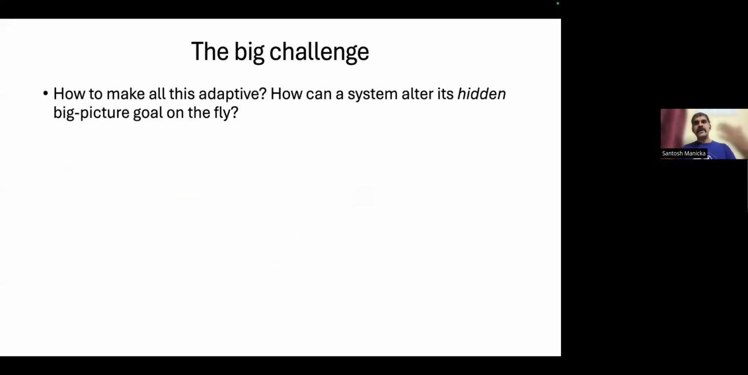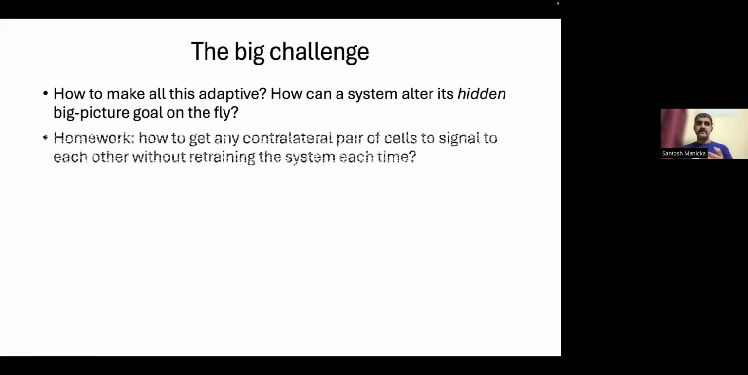But the big challenge is, the theme of the seminar series is adaptive behavior, right? And if you notice, we designed all of these models to do something concrete, something specific. It's not obviously adaptive. So the challenge is, can we make this adaptive? Can we design the system in such a way that it can learn on the fly?